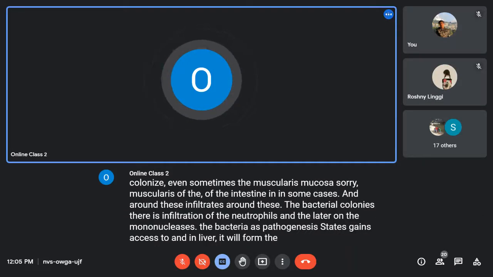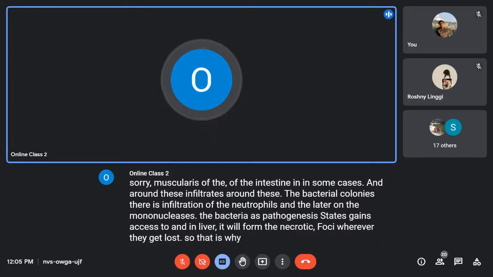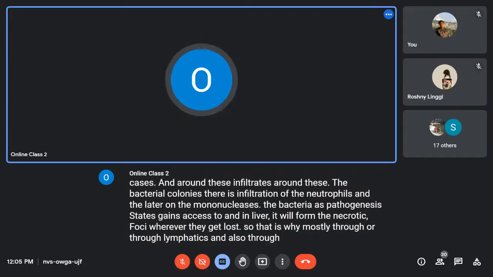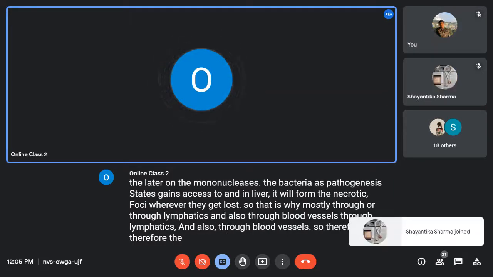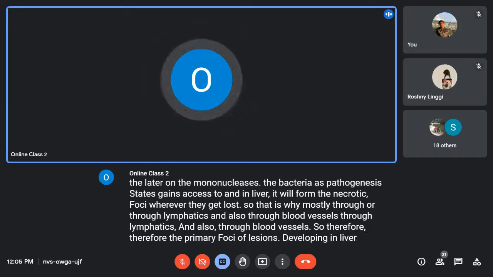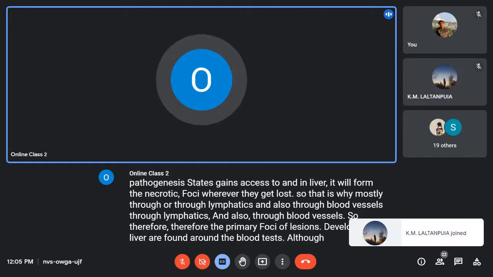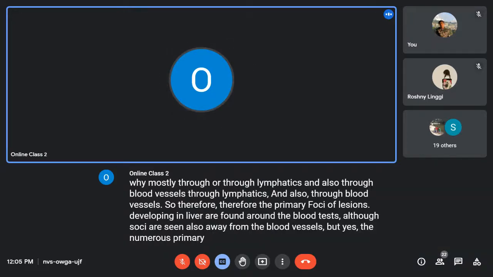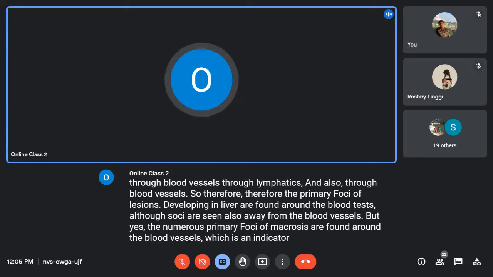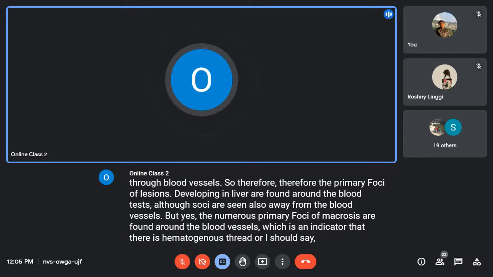The bacteria, as pathogenesis states, gain access through lymphatics and also through blood vessels, and in the liver they form necrotic foci wherever they get lodged. Therefore, the primary foci of lesions developing in the liver are found around the blood vessels. Although foci are also seen away from the blood vessels, the numerous primary foci of necrosis are found around the blood vessels, which is an indicator of hematogenous spread, or I should say portal spread, from the intestine to the liver.